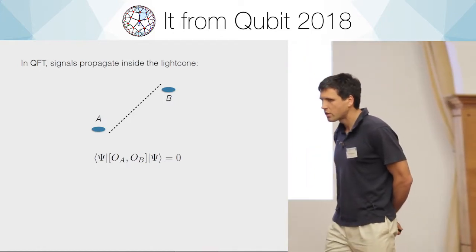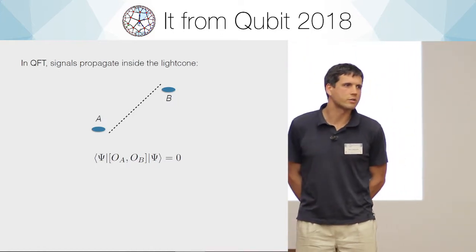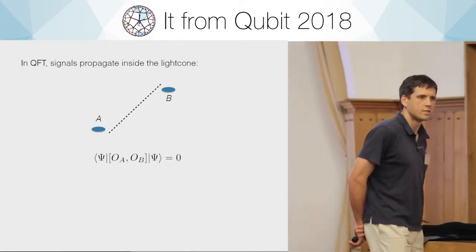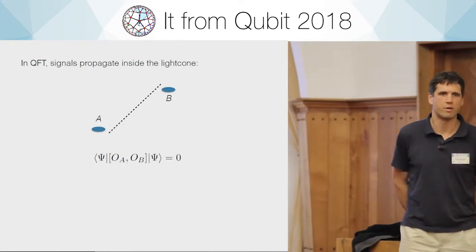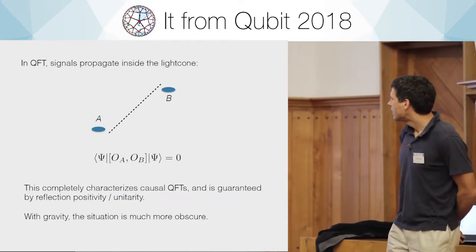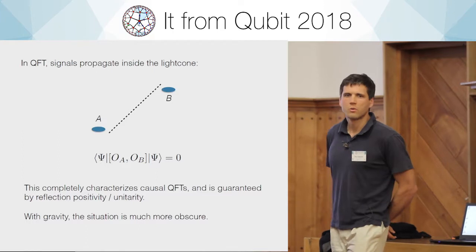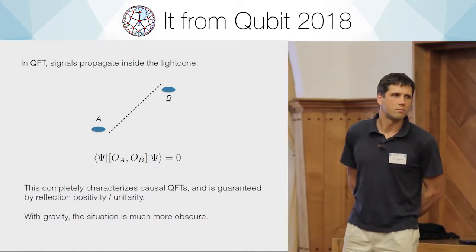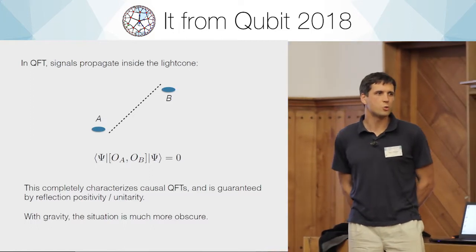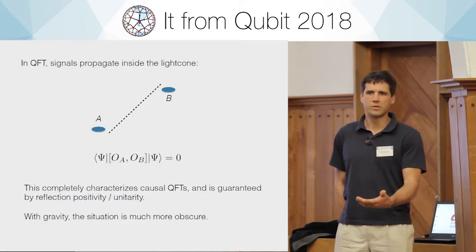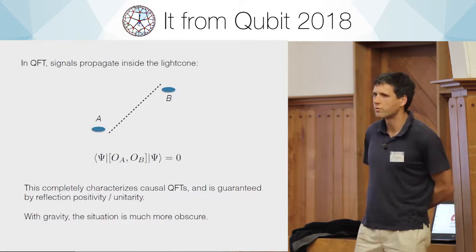So when we cite causality in quantum field theory, we know exactly what that means. It just means that local operators only propagate inside the light cone, so the commutator vanishes in space-like separation. And this completely characterizes what we mean by a causal quantum field theory. Better than that, it's implied by the usual things that we use to characterize quantum field theory, unitarity or, in Euclidean language, reflection positivity.